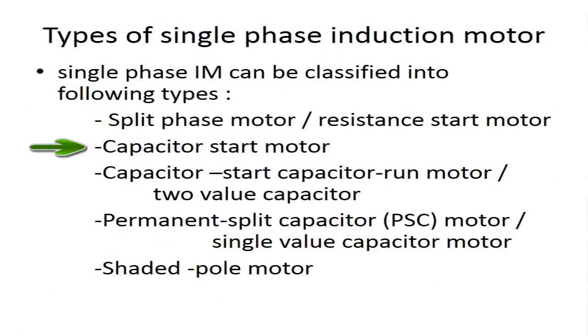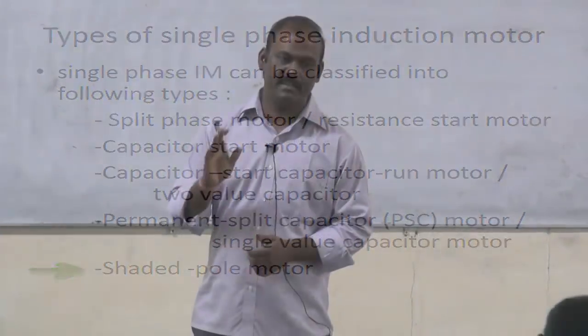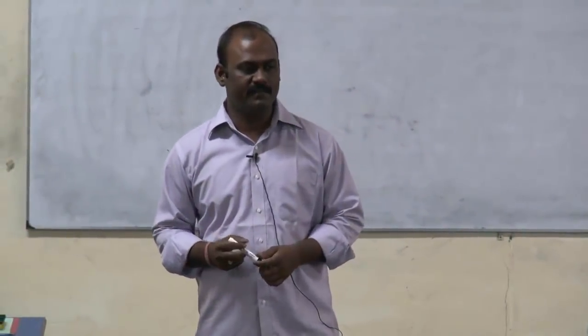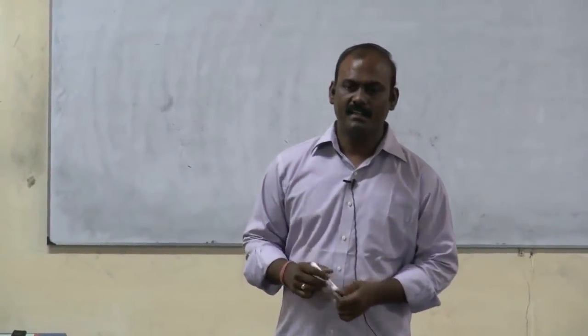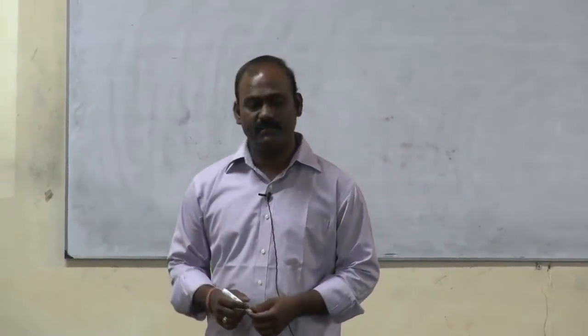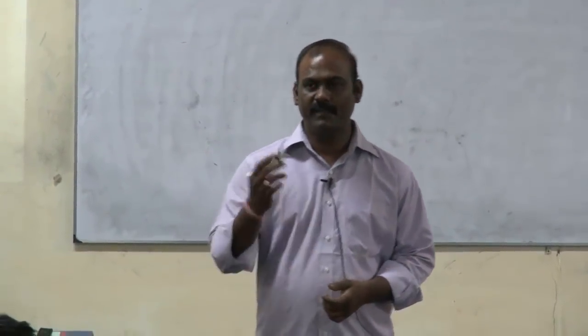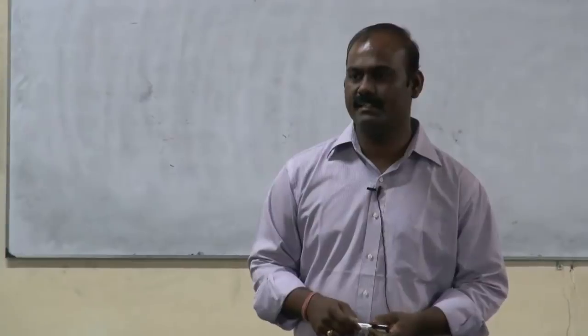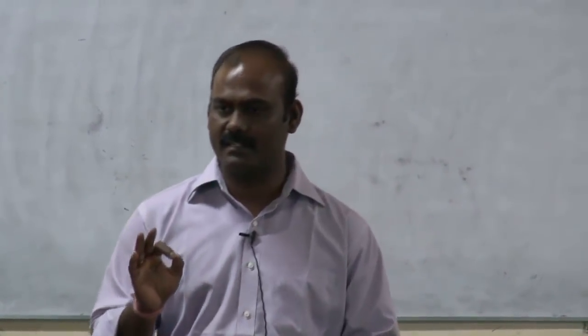Second is the capacitor start motor. Third, capacitor start, capacitor run. Fourth is the permanent split capacitor, and the last one is the shaded pole motor. So we have 5 different types of single phase induction motors, right? Each and every one has an application. The fan, whatever fan we are using, is a capacitor start and capacitor run.